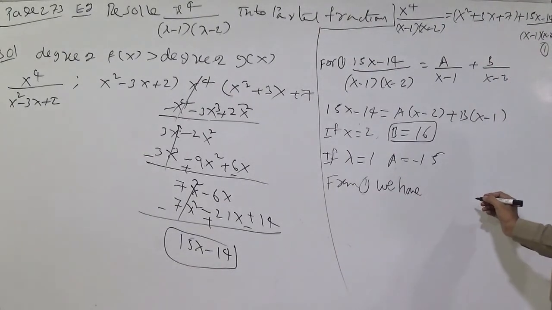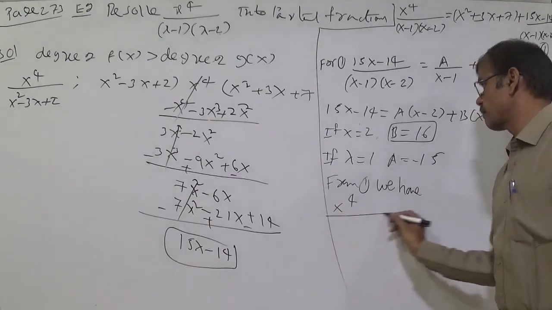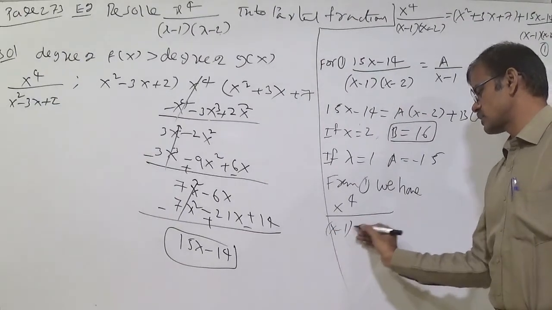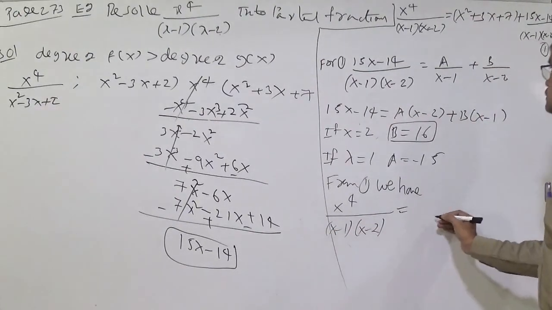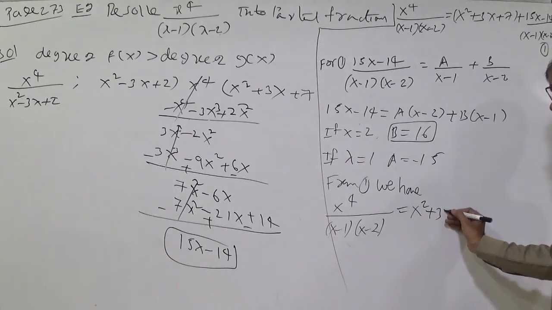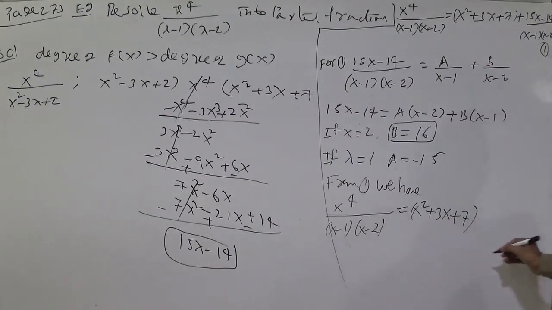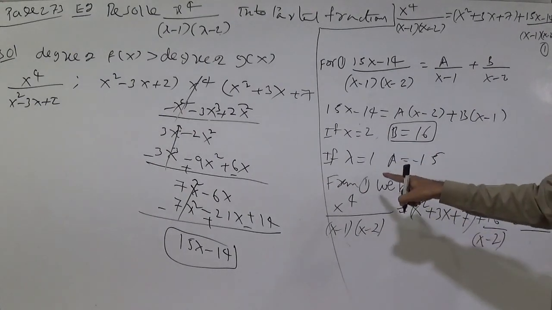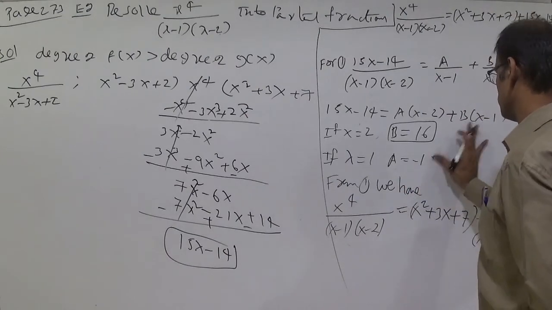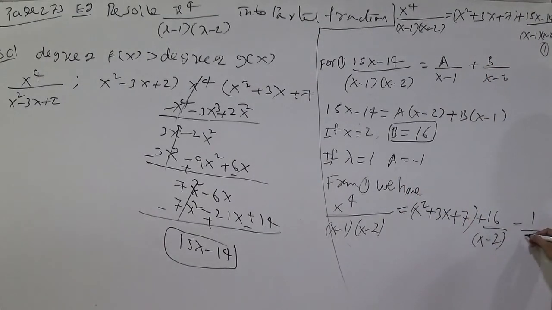From equation 1, the partial fractions we can write as x power 4 by x minus 1 into x minus 2 is equal to x square plus 3x plus 7, put a bracket here and a we got as minus 1, so better to write the positive value first, plus 16 by x minus 2, minus 1 by x minus 1.